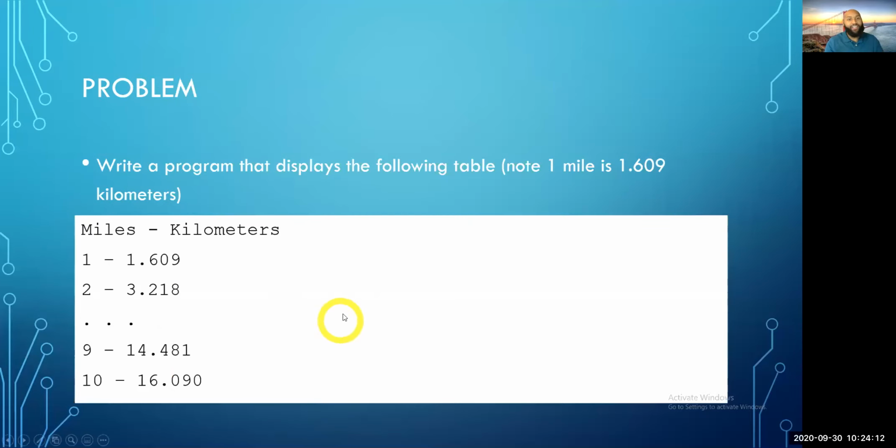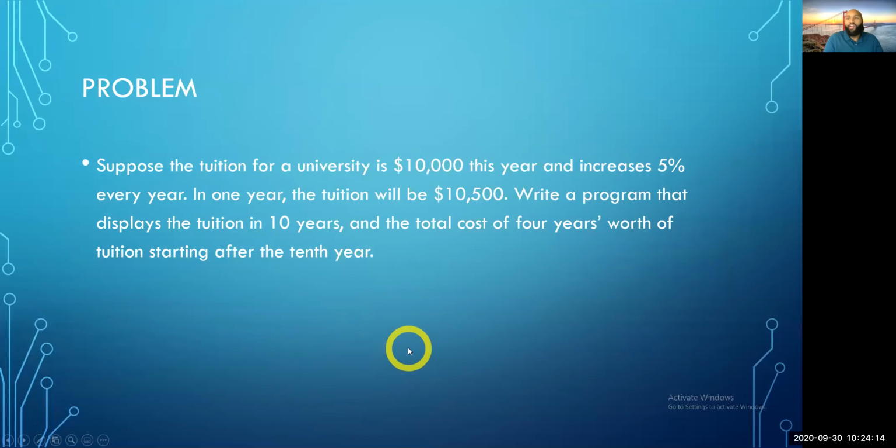All right, the next problem is a little bit more wordy, and it sounds a lot more complex than it actually is. So the problem: suppose the tuition for a university is $10,000 this year, we wish, and increases 5% every single year. In 1 year, the tuition will be $10,500, that's 5%. Write a program that displays the tuition in 10 years and the total cost of 4 years worth of tuition starting after the 10th year.